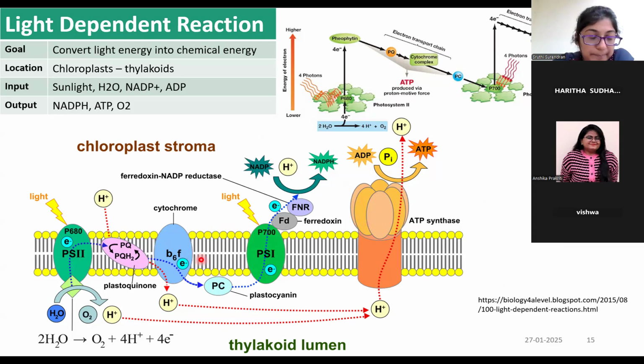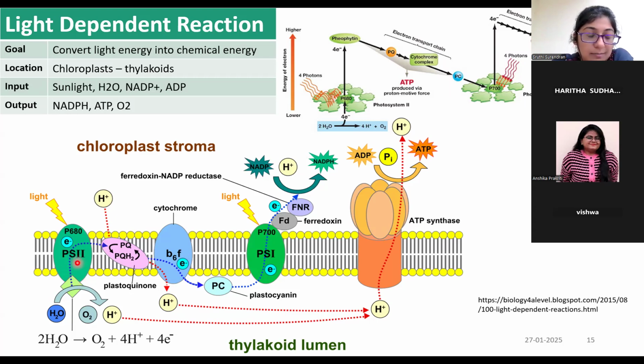Now, if you see here, the first protein complex that is starting this light dependent reaction is the photosystem 2. Photosystem 1 and 2 are the two protein complexes that have chlorophyll pigments in them. This is the chlorophyll that we all have learned about, but it is found in the photosystem 1 and 2 of the thylakoid membrane.